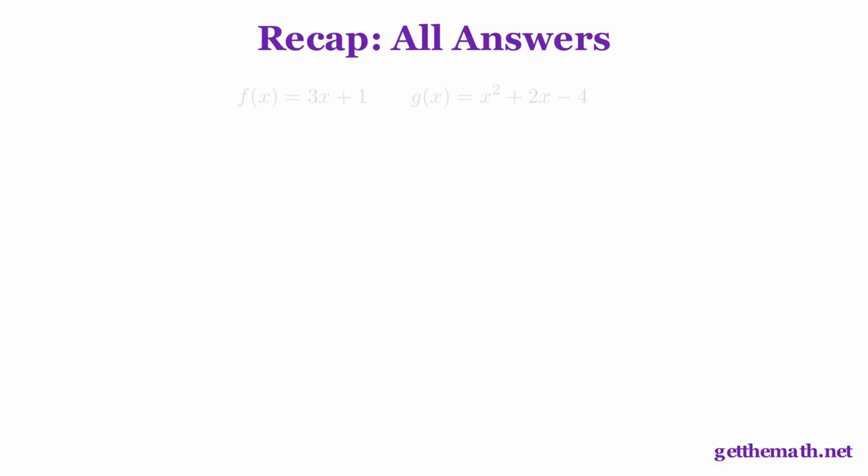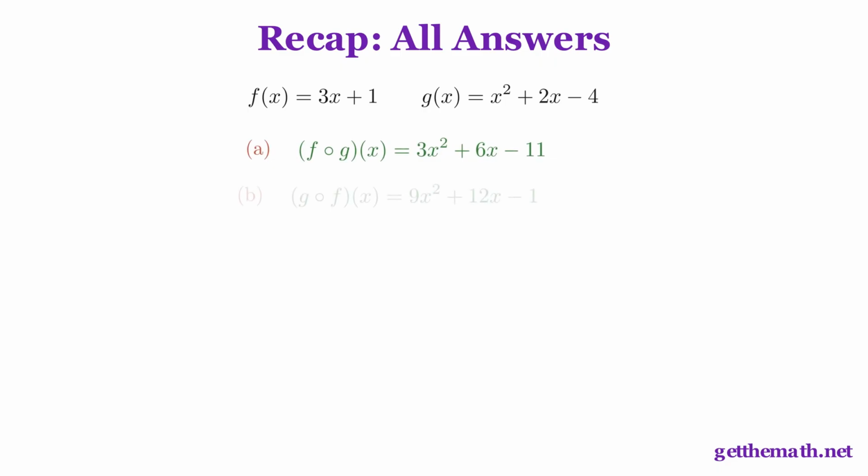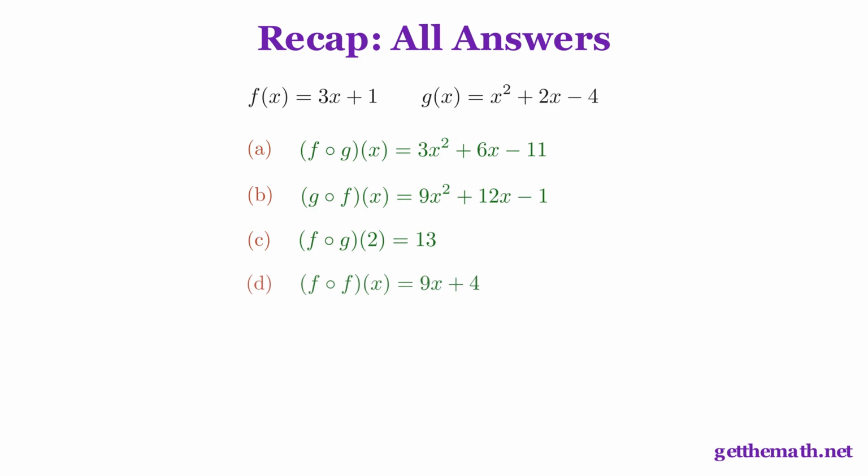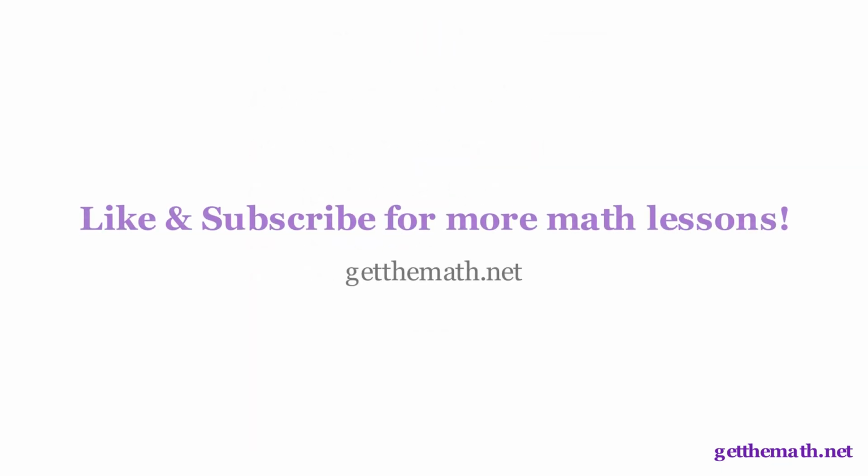Recap. f of x equals 3x plus 1. g of x equals x squared plus 2x minus 4. Part A, f composed with g of x equals 3x squared plus 6x minus 11. Part B, g composed with f of x equals 9x squared plus 12x minus 1. Part C, f composed with g of 2 equals 13. Part D, f composed with f of x equals 9x plus 4. Remember, order matters in composition. f of g is not the same as g of f.